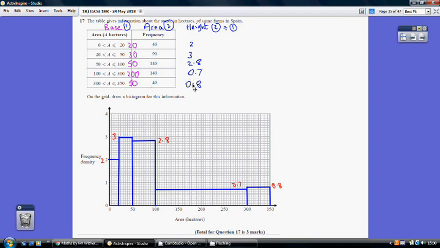So I can now just go and plot my various bars, my rectangles. So the first one's going to have a base of 20 and a height of 2. That's this one here. Then my next one's got a base of 30 and a height of 3. Then base of 50, height of 2.8. Base of 200, height of 0.7. And base of 50, height of 0.8. You don't need these red figures. That's just to help you understand the various heights.